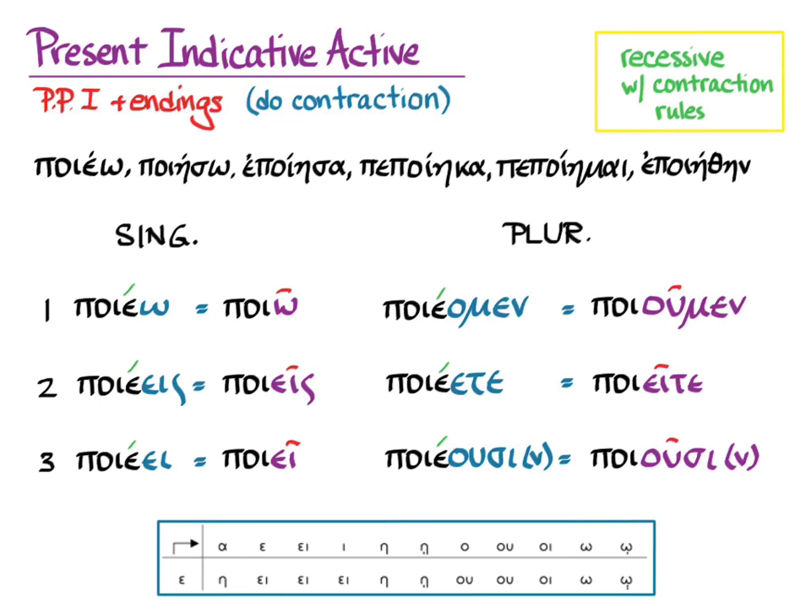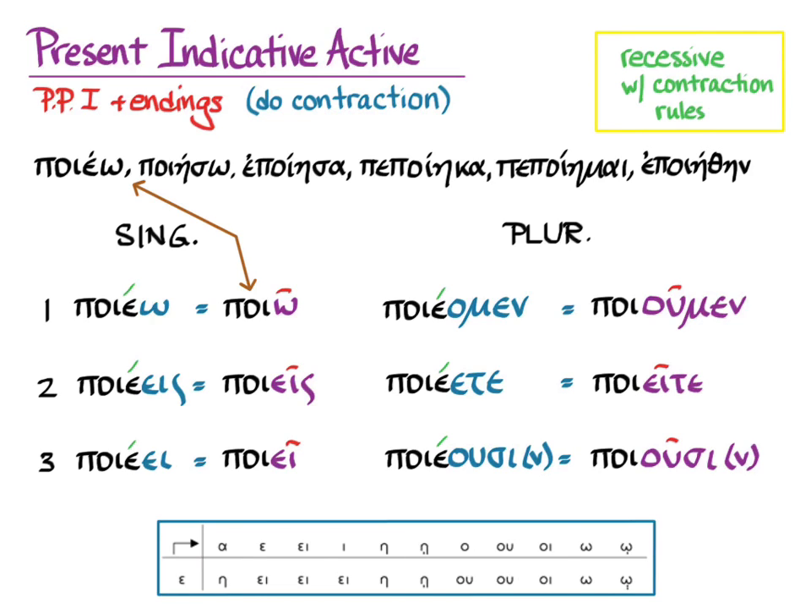And if the accent falls on the contracted syllable, and that is the second to last syllable, it will then follow the rules for accent. In other words, it'll be a circumflex if the last syllable is short, or it'll be an acute if the last syllable is long. So what you see here is poiō, poieîs, poieî, which are all circumflexes on the ultima, and poioûmen, poieîte, and poioûsi are all circumflexes on the penult because the last syllable is short. So there we go. That's the present indicative active.